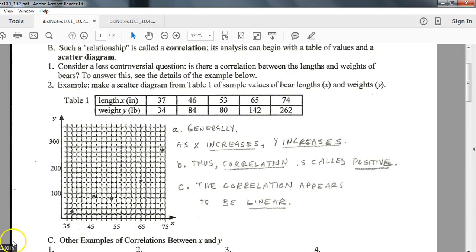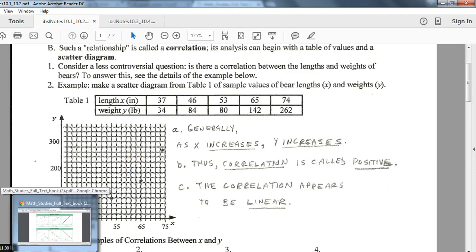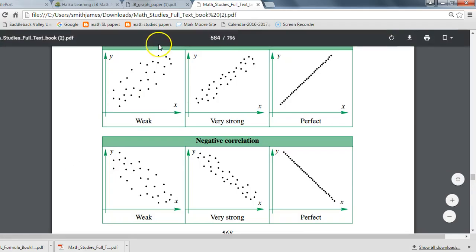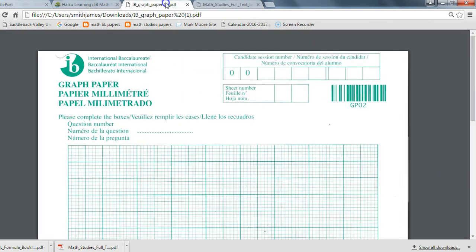So when it comes to making a scatter plot, we have the x coordinates identified up here, and the y coordinates down here. Typically this would be done on IB graph paper, so if you're going to do something like this on an IB test, which you most likely will, for those of you who are going to take the IB exam, this is a really popular area and you're sure to be tested on this. We'll come back to that in a minute.